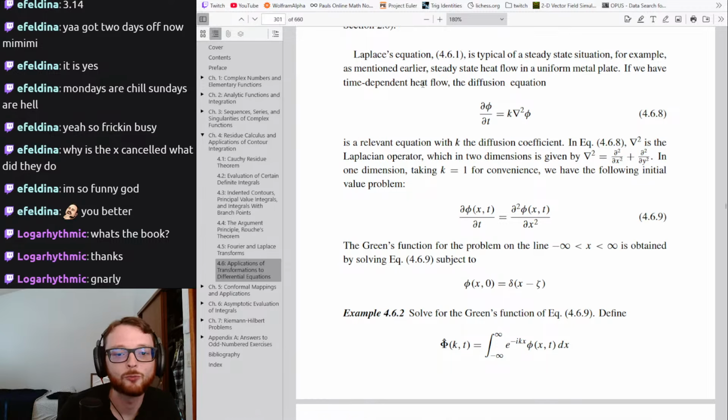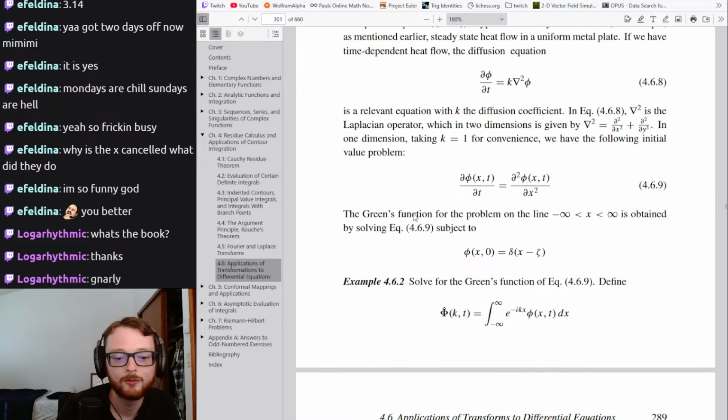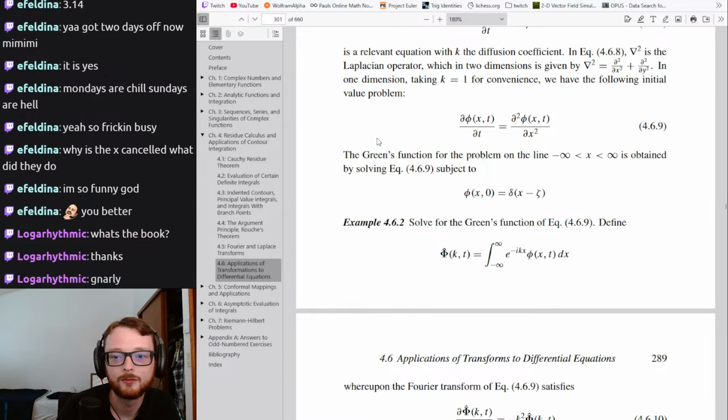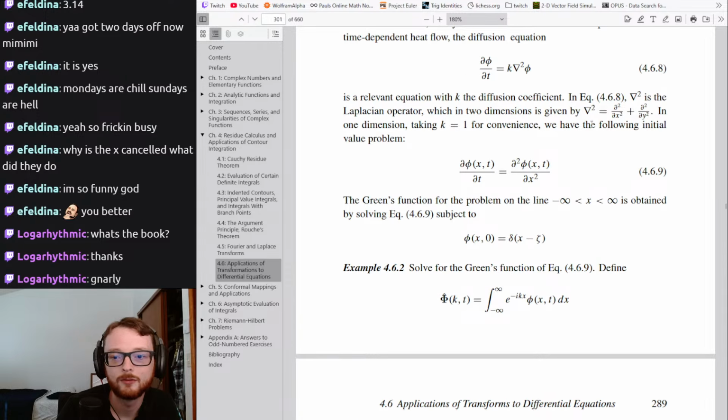Okay, so now we get to the real heat equation, which involves a time dependency. Just going down to one dimension and taking k equal to 1, just because they can.